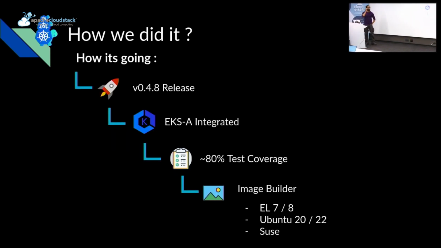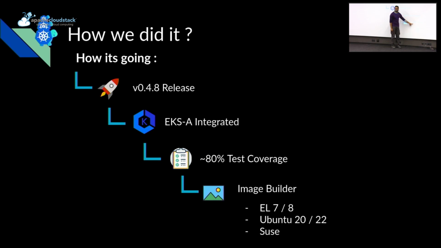All right, so we saw a wonderful love story of how it worked, right? So now how is it going? As of, I think, a month back, 20 days back, we have a 0.4.8 release. Then we have a release which people are using in their environments to deploy CAPC clusters. Next, it's been integrated in EKS-A. It has 80% test coverage, which I'm sure is a dream of any developer over here, to have such good test coverage.